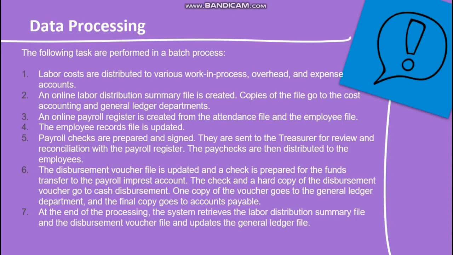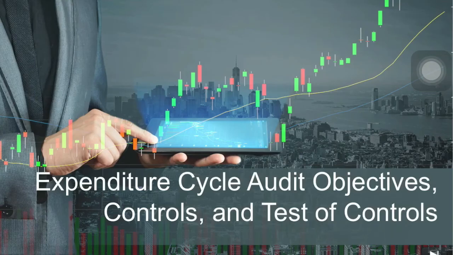And that concludes the first section of auditing the expenditure cycle. This is in continuation of Roma's report. Let's have the expenditure cycle audit objectives, controls, and tests of controls.